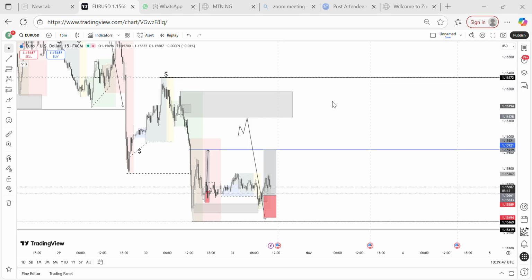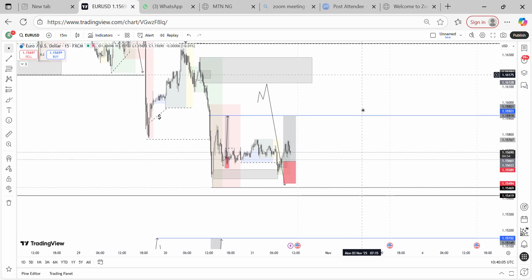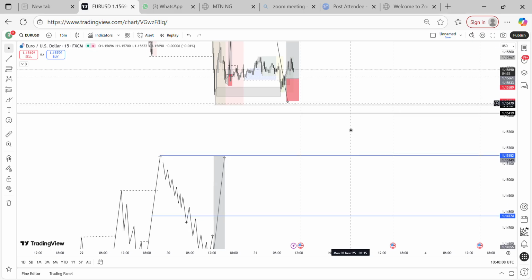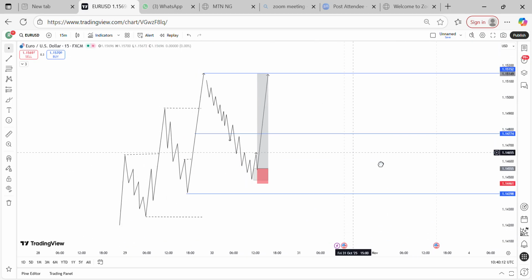So I will try my best to use only 7 minutes. Try my best to use only 7 minutes. Now, okay, market structure. Just want to continue talking on market structure.